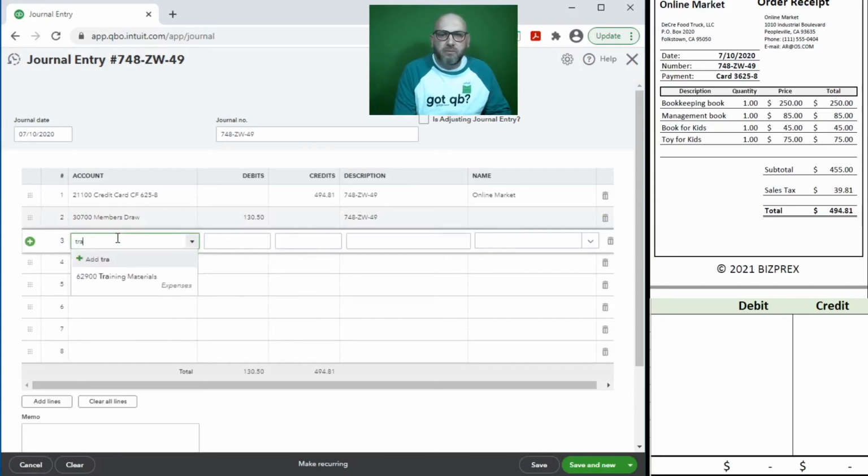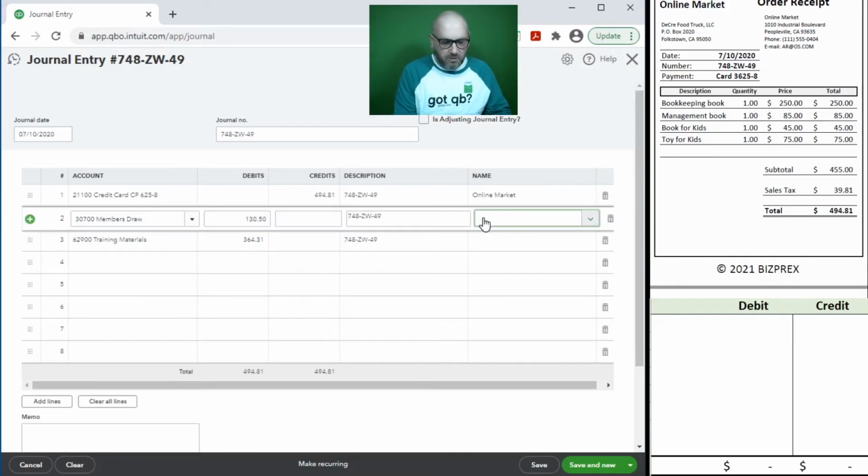Right, what else is happening? Well, we have training materials, right? Those books. We want to learn how to do bookkeeping. We want to know how to do some management. So again, with tax, it adds up to $364.31. So here we are. Let's make sure we enter the Online Market right here.